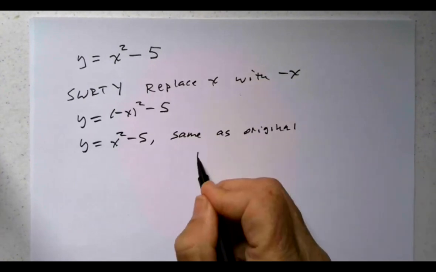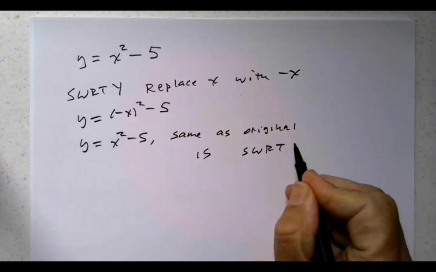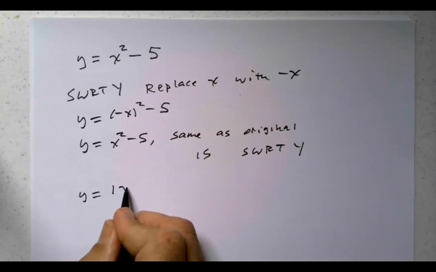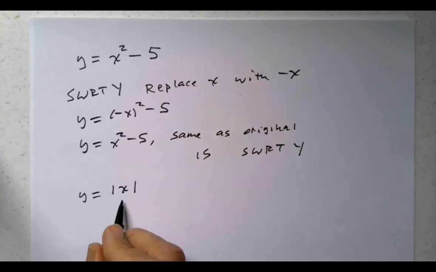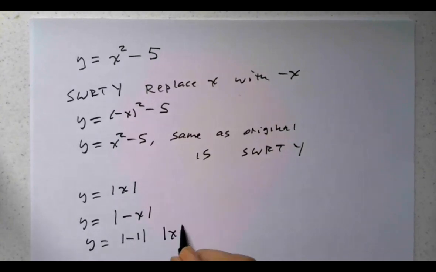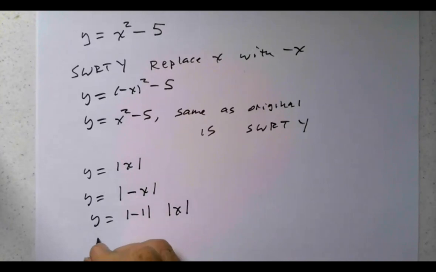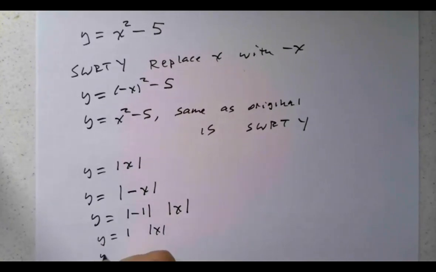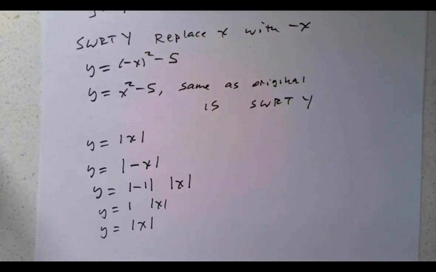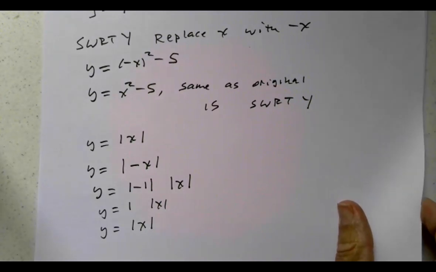Therefore, this is symmetric with respect to the y-axis. And the other example we looked at was y is the absolute value of x. I hope it's kind of obvious that if you replace x with negative x, y is the absolute value of negative x, which is the same as y is the absolute value of negative 1 times the absolute value of x. And we just get y equals 1 times the absolute value of x, y equals the absolute value of x. But you know what that graph looks like. You know that indeed that graph is going to be symmetric with respect to the y-axis. So replace x with negative x, and the equation is exactly the same.